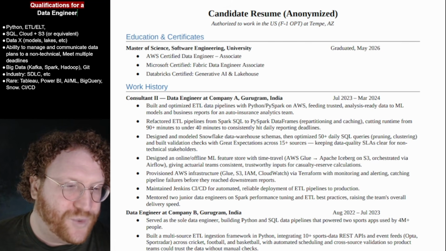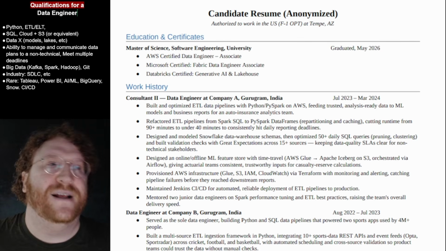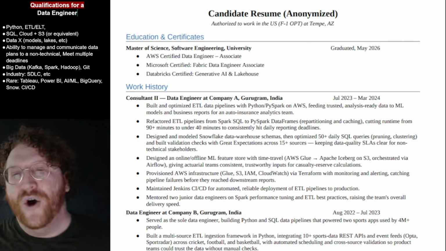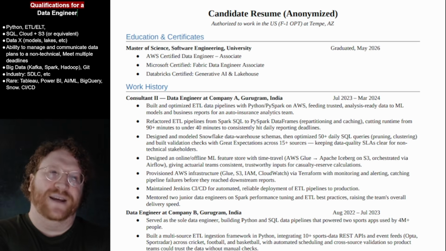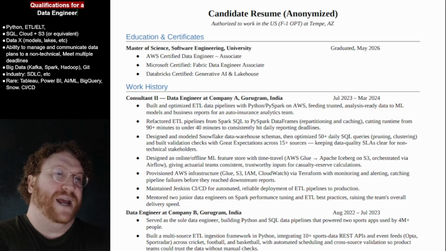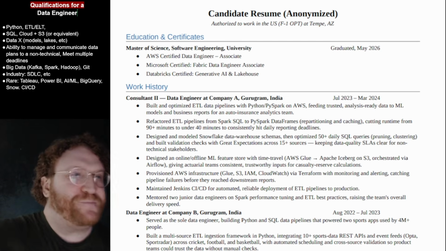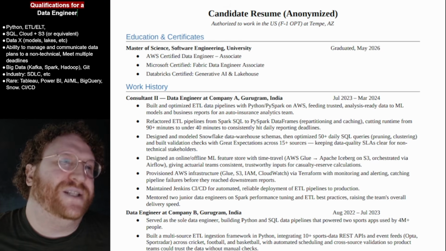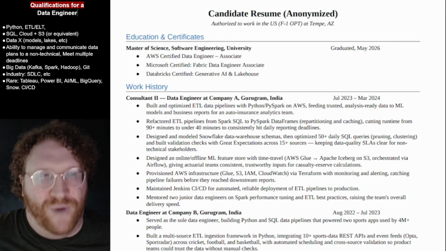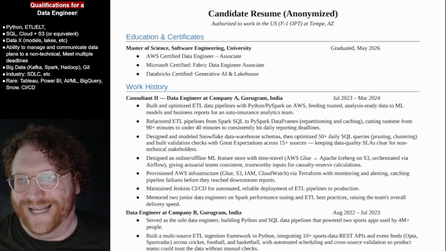So 20 seconds on the clock. But what do we need? We need Python, ETL, ELT, SQL, Cloud, and S3, or the equivalents, like Azure equivalents. Data models, data lakes, anything involving data, the ability to manage and communicate data plans to non-technical people, meet multiple deadlines, big data, so Kafka, Spark, Hadoop, Git, the industry, so SDLC, etc. Rare but nice to have is Tableau, Power BI, AI, ML, BigQuery, Snowflake, and CI/CD.